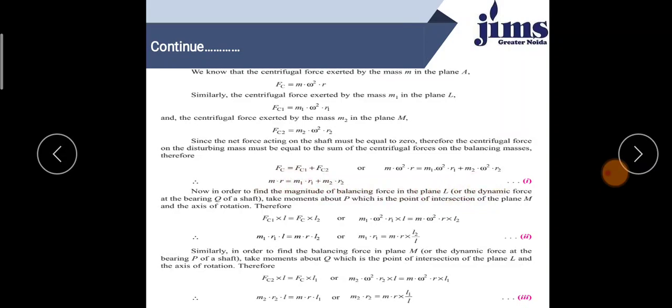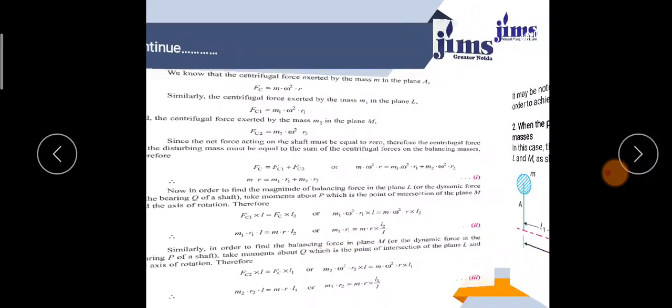Now, in order to find the magnitude of the balancing force in plane L, or the dynamic force at the bearing of the shaft, we can take moments: Fc1 into L equals Fc into L2, that is m1 omega square r1 L equals m r omega square L2. We put in all the values and get this equation: m1 r1 L equals m r L2. So you can see that the quantity of the balancing mass m1 r1 equals m r L2 by L. So it depends upon this equation. We can calculate any balancing mass for balancing a disturbing mass.